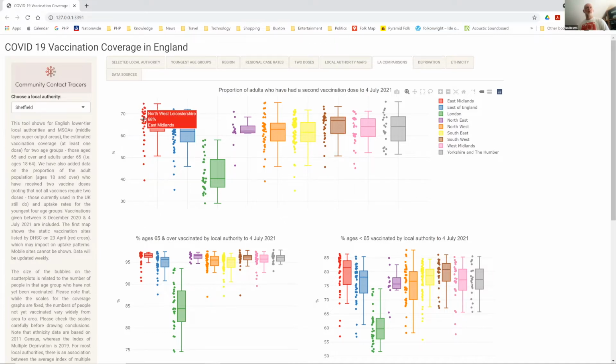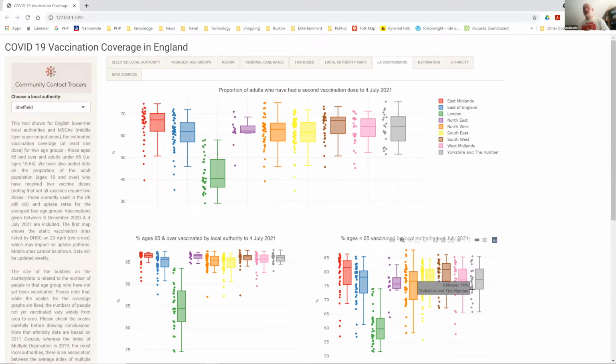So on the left in red that I've got my mouse over, that's the East Midlands. And if you move over to the far right, you will see that the grey is Yorkshire and the Humber. So you can find within that where Sheffield sits, which is at 55% second vaccination doses. And you can also do the same for the under and the over 65 age groups.